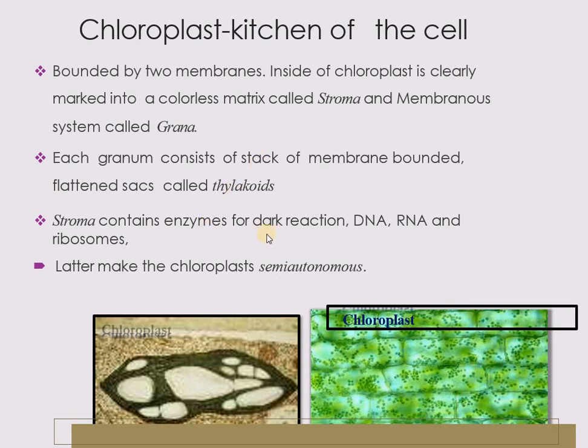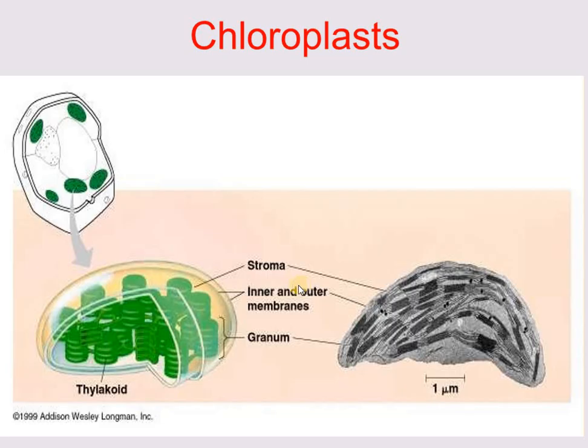Stroma contains all the enzymes for the dark reaction. Then it contains DNA, RNA and ribosomes. Because of the presence of DNA, RNA and ribosomes, chloroplasts are also known as semi-autonomous cell organelles. So that makes the plastids semi-autonomous cell organelles.